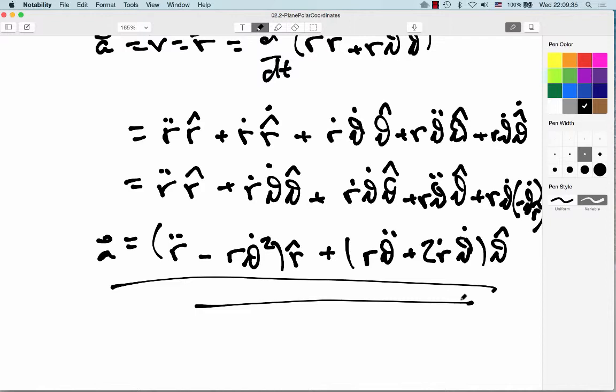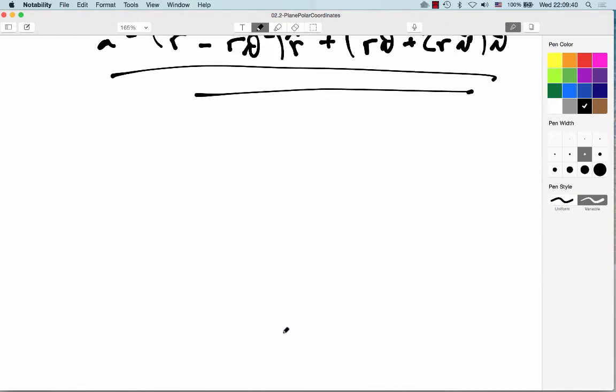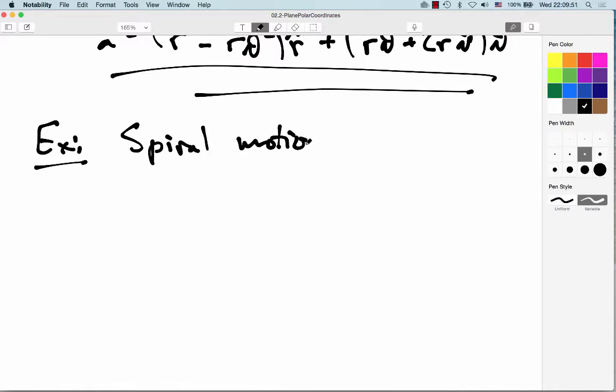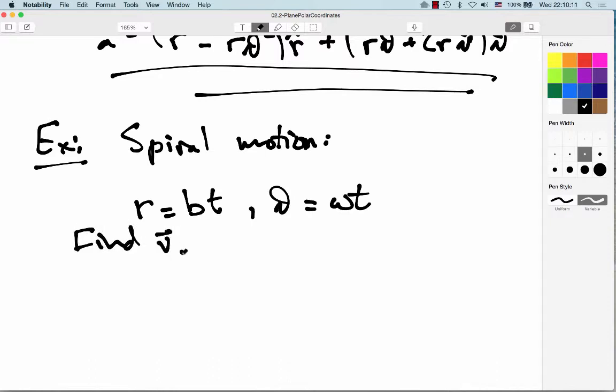Okay, I think it's certainly worth doing an example here at this point, just to get a flavor for how this goes and to try to interpret it a bit. So let's look at spiral motion. Okay, so one way we can parameterize a spiral is to say that r is equal to some b times t, and theta is equal to omega t. Now let's find the velocity and acceleration vectors.